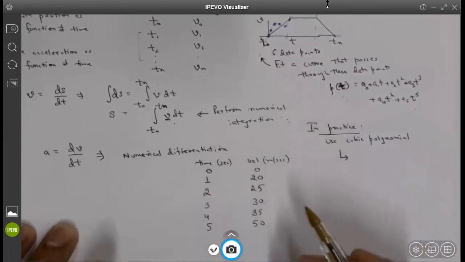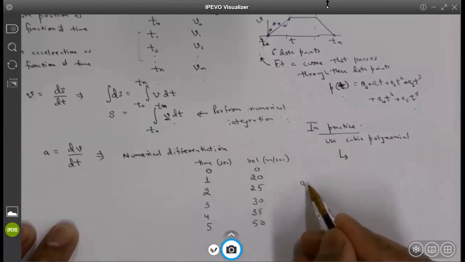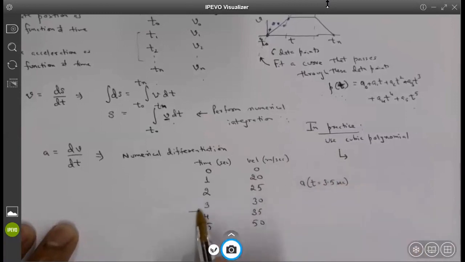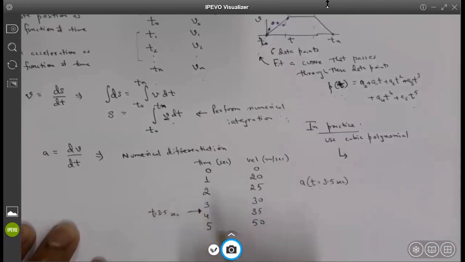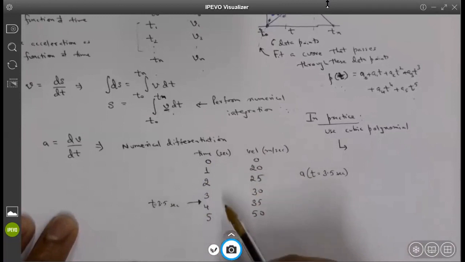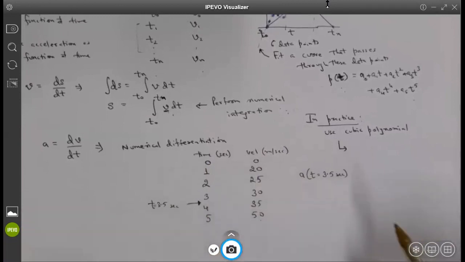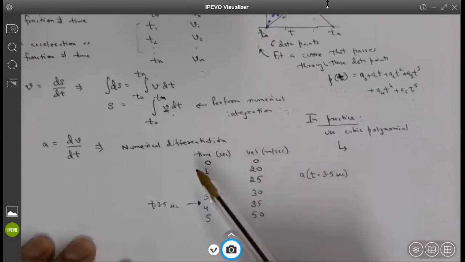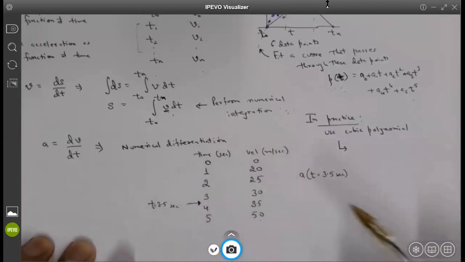If I am asked to find the acceleration at time t equals 3.5 seconds, I know I have to determine the acceleration of the body at that time. What I can do is use this set of 6 data points and pass a cubic polynomial. We have used the least squares regression technique to fit a lower degree polynomial to a large number of data points. So that is one way.